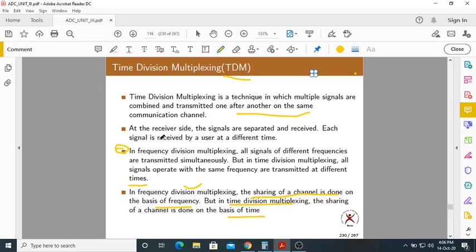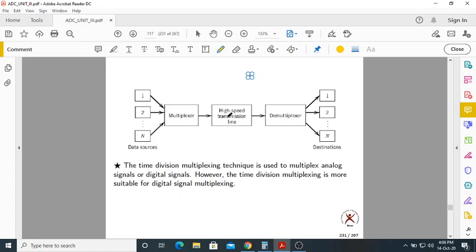These are some theoretical things. Please go through them once. This simple diagram tells us about time division multiplexing. We have multiple users or signals to be transmitted. We do multiplexing and transmit over a channel. Next we do demultiplexing, and finally we receive all the different multiple signals.